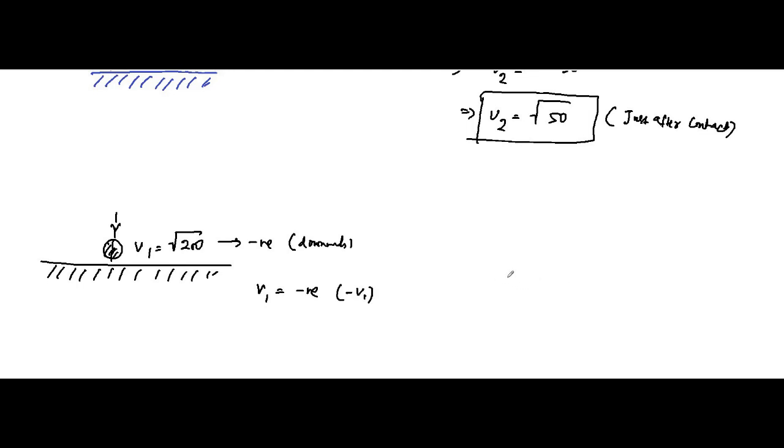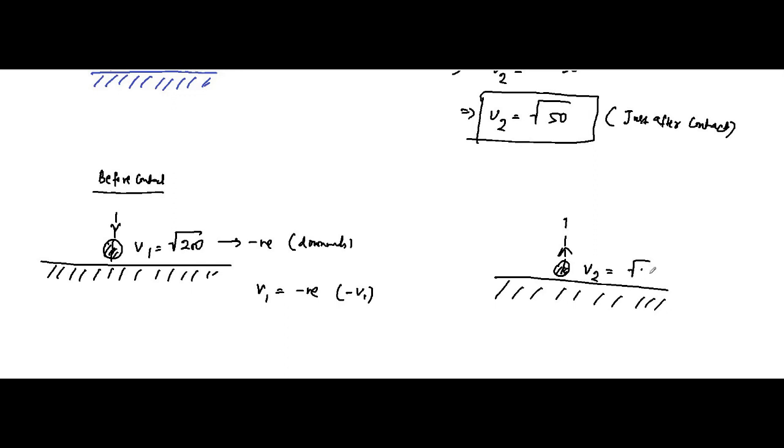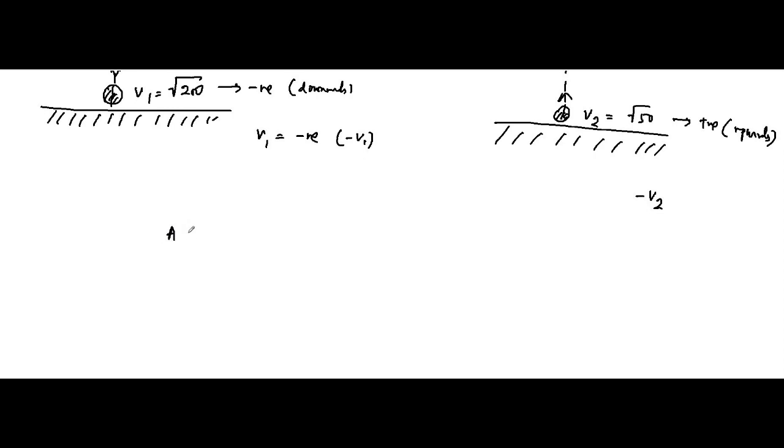Then we have another situation, this is before contact. Then we have another situation where just after contact, when the ball was in its upward journey, the initial velocity, which we calculated as root over of 50, will be taken as positive, because it is moving upwards. Okay, because we are talking about acceleration here, we have to bring these things. So here it is plus v2. Now we know acceleration is equal to change in velocity by time taken.